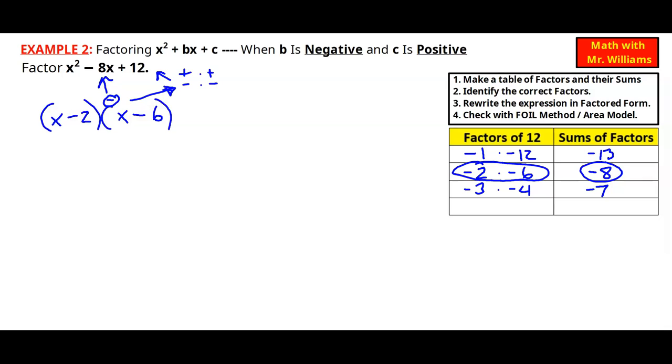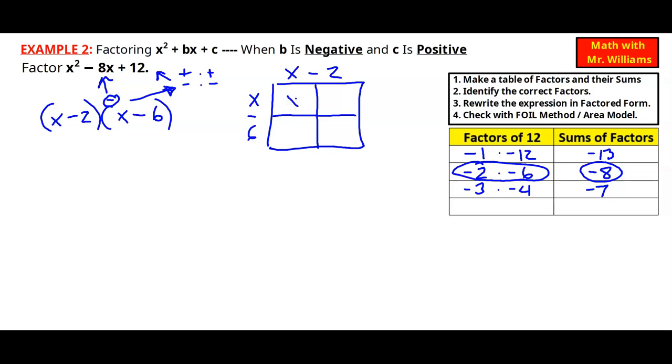Let's go ahead and use our area model to check it. So we have x minus 2 and x minus 6. Let's multiply the first box. We have x times x. We arrive at x squared. Then we have x times that negative 2, which would get us a negative 2x. Then we have x times a negative 6, which would get us a negative 6x. Then negative 6 times negative 2 would give us a positive 12.